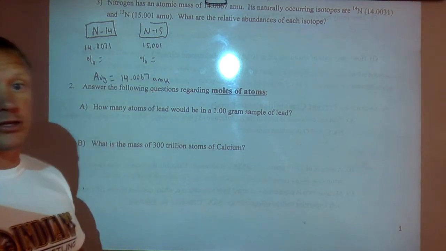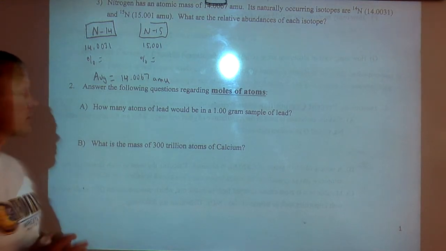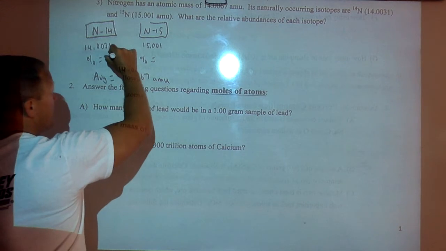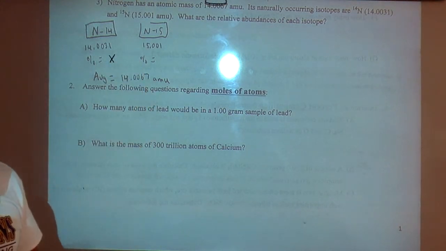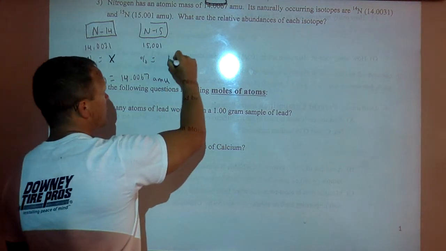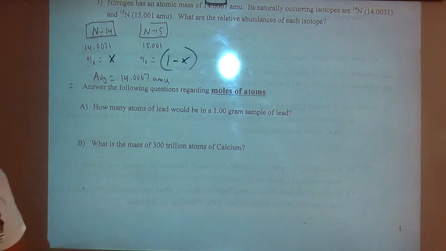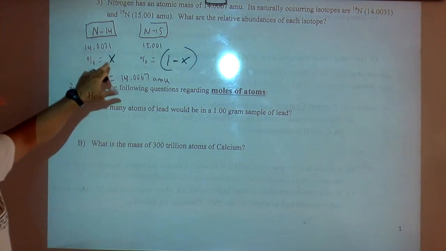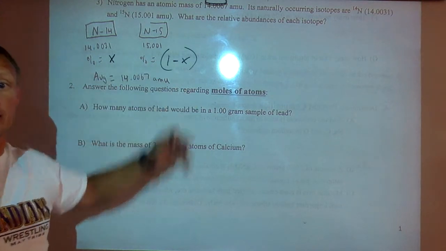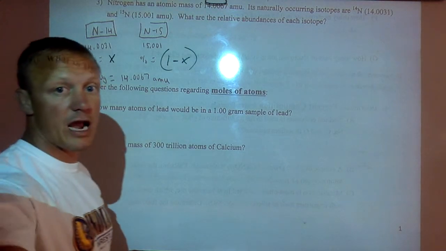The best way to do this: there's only 2 isotopes, so the percentages have to add up to 100. So I'm going to make one of these X% and the other one 100 minus X, or I'm going to do 1 minus X to keep it as a decimal. So this one would be 1 minus X. If we get a percent here of 90, this one would be 10%. We can do 100 minus that to get the answer. So I'm going to do the same thing now: percent times the mass plus percent times the mass equals the average.